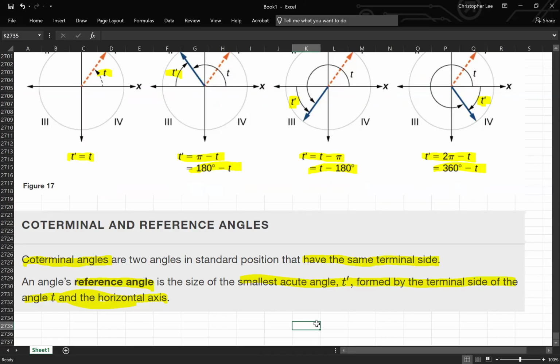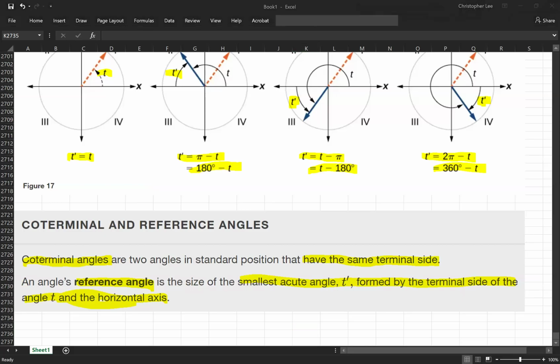So coterminal and reference angles, all right? Pay attention to this part. I always get this confused myself. Coterminal angles are two angles in standard position that have the same terminal side. An angle's reference angle is the size of the smallest acute angle T prime formed by the terminal side of the angle T and the horizontal axis. So that's the difference right there.